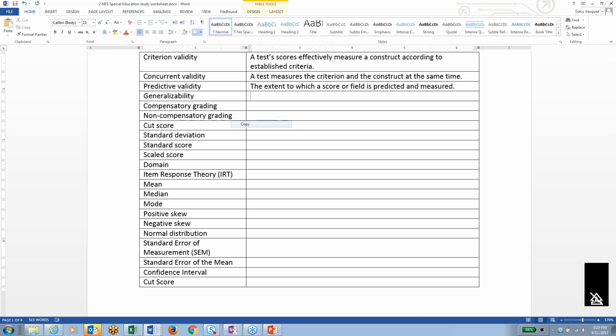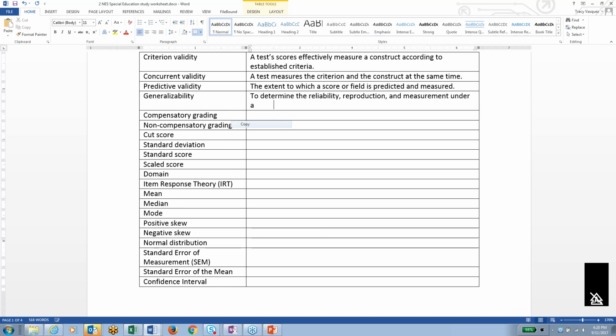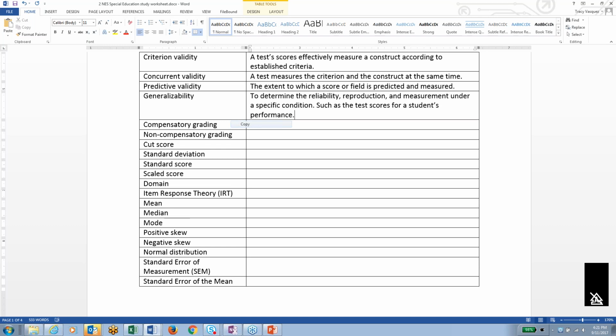Generalizability is to determine the reliability, reproduction, and measurements under a specific condition, to focus on a total performance, such as the test scores on the student's performance. Yes. So what we're saying is the results from one test can be used to generalize to apply to other tests. Exactly. Perfect. Thank you, Leisha.